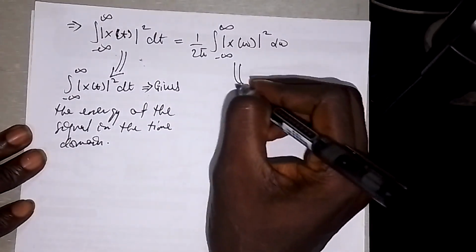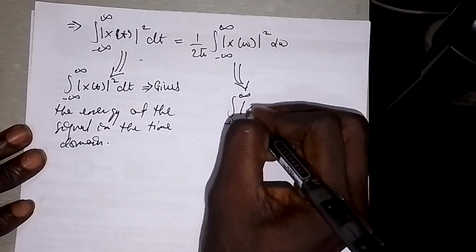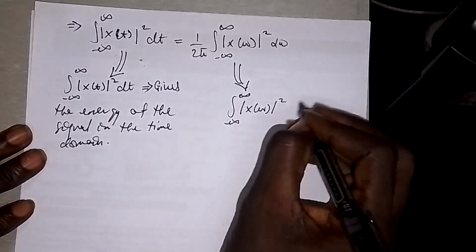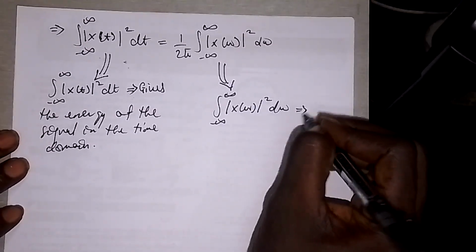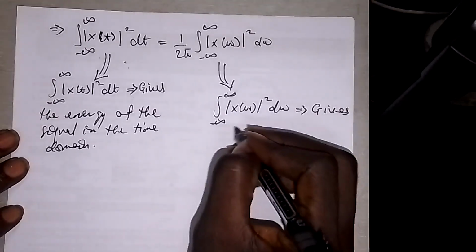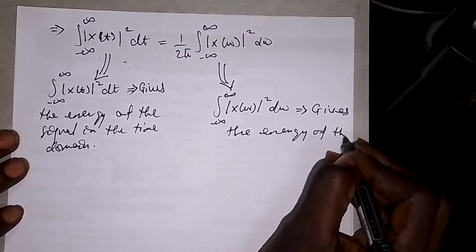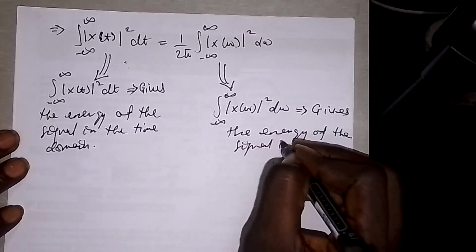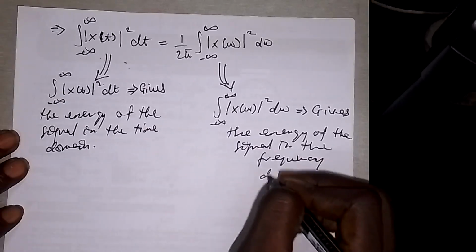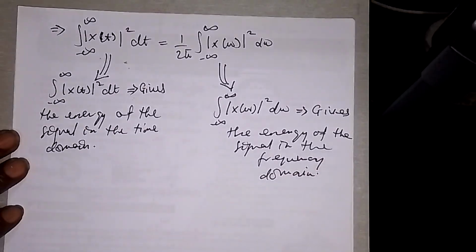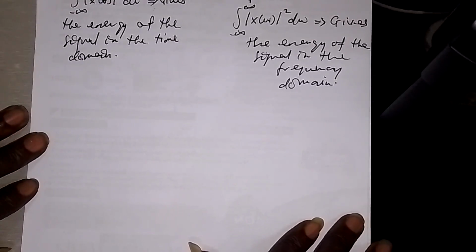And this particular aspect you see here, the integral from minus infinity to infinity of x of omega squared d omega, gives the energy of the signal in the frequency domain. So these are the two scenarios that you are going to have.